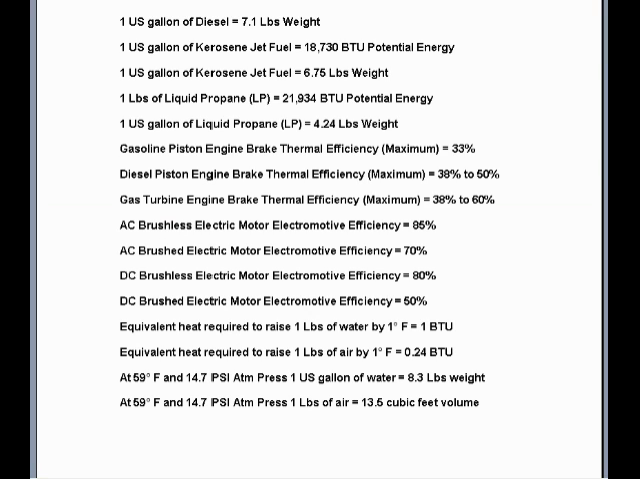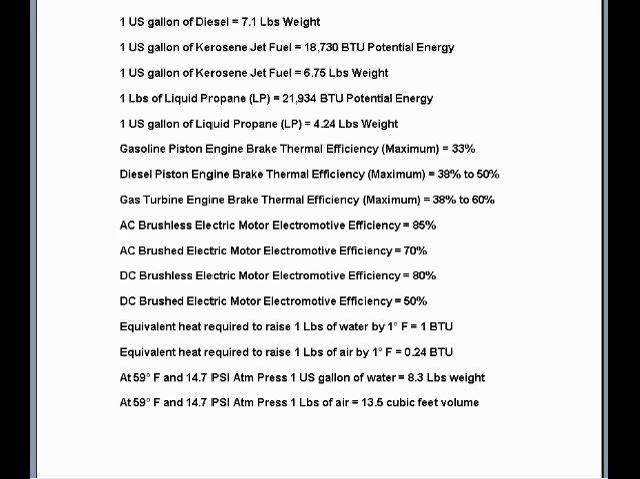1 US gallon of kerosene jet fuel has an energy density of 18,730 BTU per pound and a fuel density of 6.75 pounds per 1 US gallon. 1 pound of liquid propane has a BTU potential energy of 21,934 BTU and a fuel density of 4.24 pounds per 1 US gallon of liquid propane, or LP.